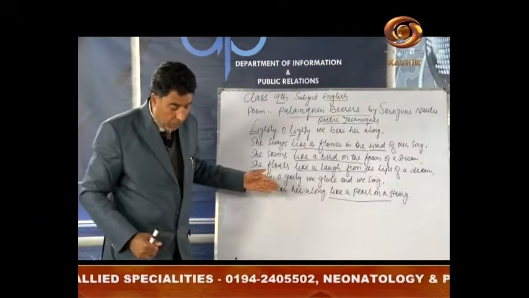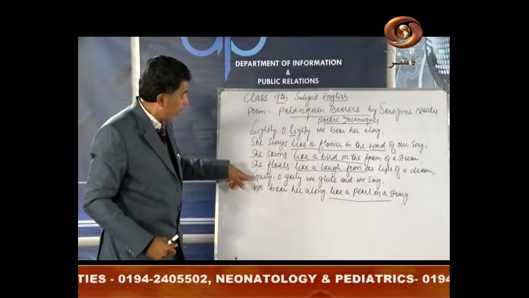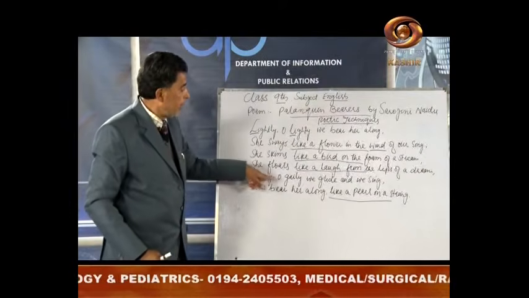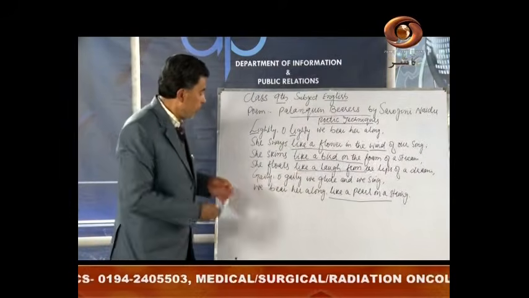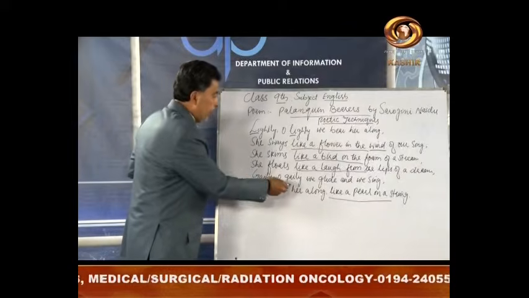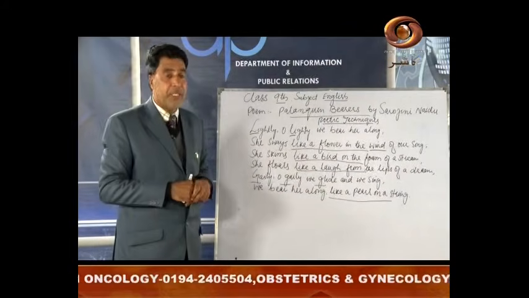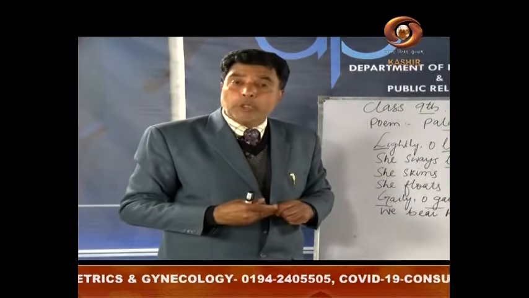Now, gaily, gaily, see here, can you tell me what kind of technique this is? Gaily, gaily, glide. So here g, g and g. So this is once again alliteration. And there is one more poetic technique, that is onomatopoeia.